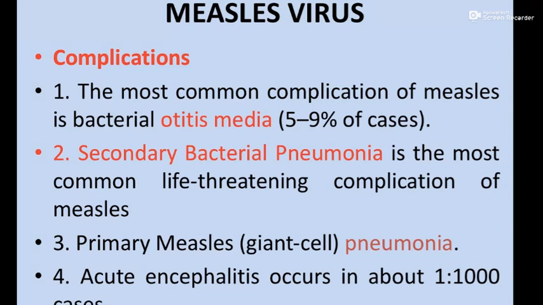One in a thousand to one in a million cases. Measles encephalitis. So first, otitis media, bacterial pneumonia, and primary measles pneumonia, meaning caused by measles itself. So pneumonia. And acute encephalitis. Of course most of these complications, especially pneumonia, occur more in adults rather than in young children.